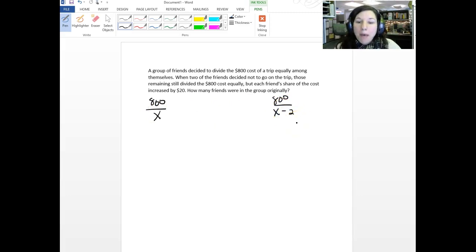Okay. But each friend's share of the cost increased by $20. So what I'm going to do then is add 20 here to represent that the cost now for the number of people going has gone up by 20, and that is going to be equal to what the cost would have been had those two people not backed out. Okay, so I know it's a little tricky to construct the expression off of that. There's 800 divided by the number of people, but when two people decide not to go, that adds $20 to the cost.